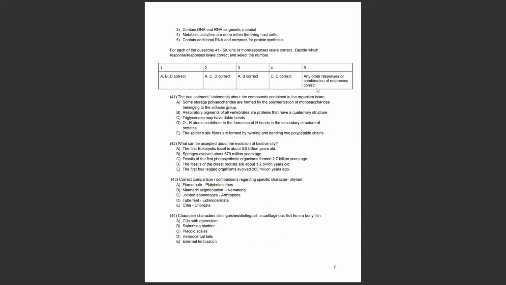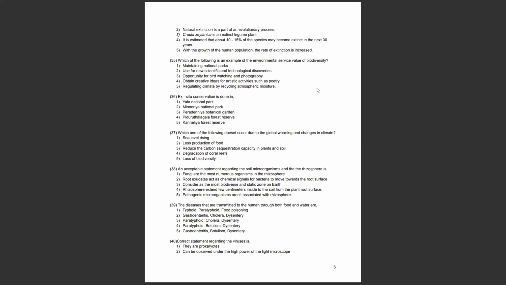34. Which of the following statements about species extinction is incorrect? Extinction is the removal of the last member of the species from the earth. Yes, that is given in the resource book. Natural extinction is a part of the evolutionary process. Species naturally go extinct, and it is part of the evolutionary process. Crowdia selenica is an extinct legume plant. It's not a plant, it's a taxon. So that answer is incorrect.